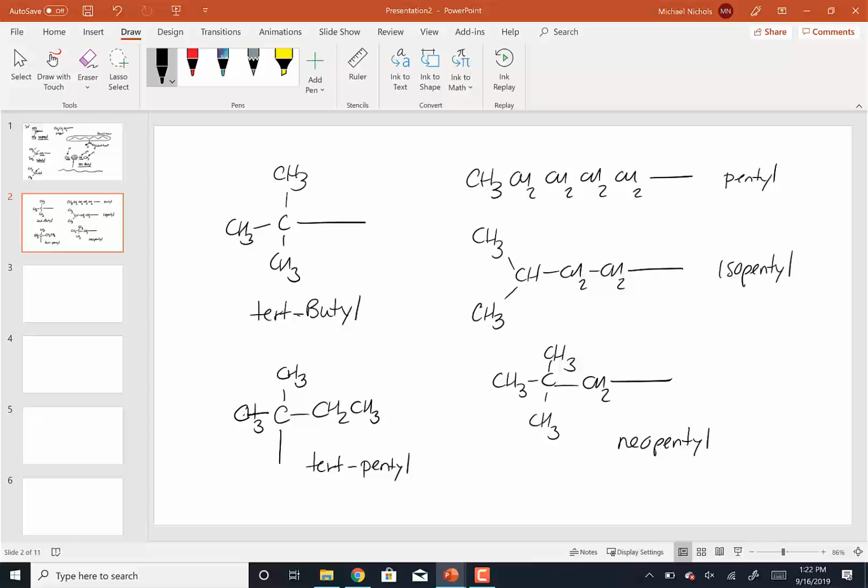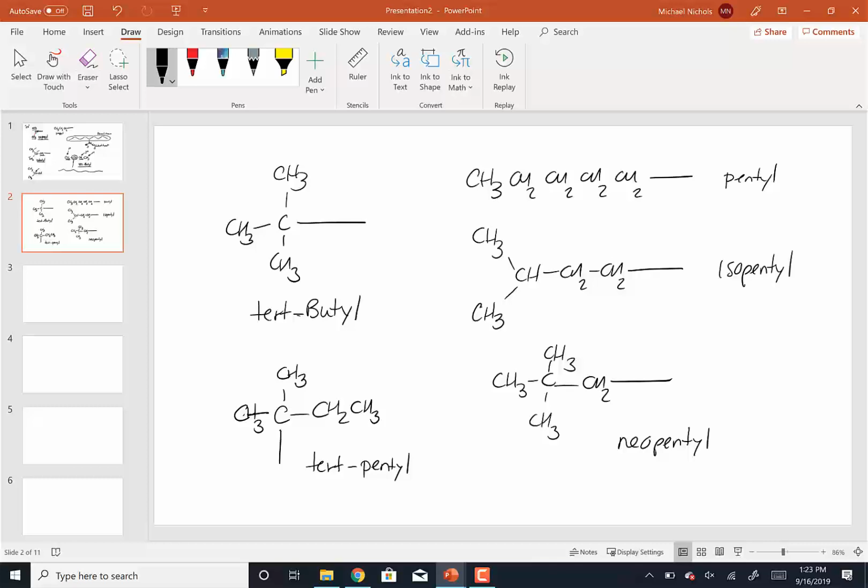So basically what you're saying is if you see tertiary pentyl, there's no other tertiary pentyls. There's no other pentyl that has a tertiary attachment point. So that's why, remember, IUPAC rules are each name has to be unique.